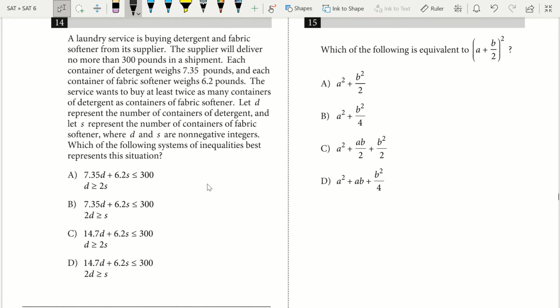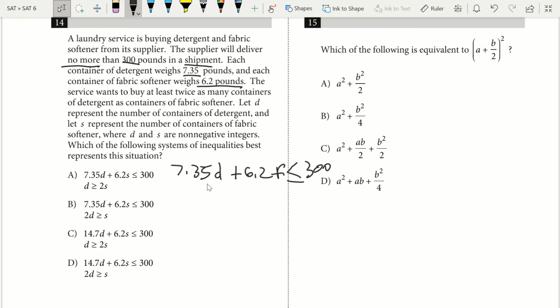Question 14. A laundry service is buying detergent and fabric softener from its supplier. The supplier will deliver no more than 300 pounds in a shipment. Each container of detergent weighs 7.35 pounds. So we have 7.35 pounds per detergent, and each container of fabric softener weighs 6.2 pounds. So plus 6.2, we'll use F for fabric softener. Now we see that can't be more than 300 pounds, so it has to be less than, and it says no more, so it can equal it, but it can't be any more than 300.